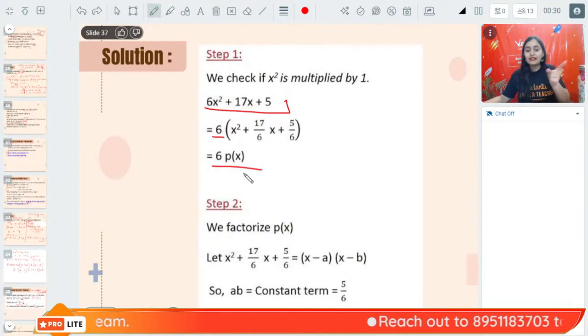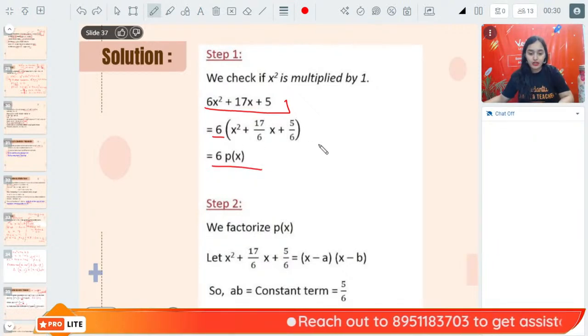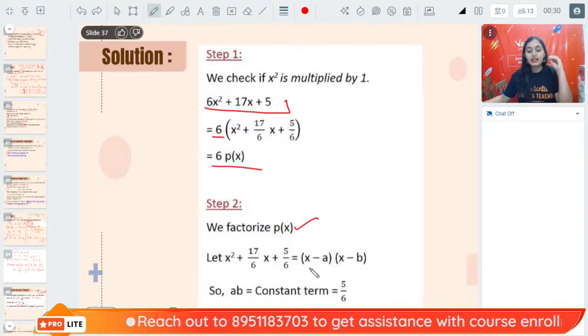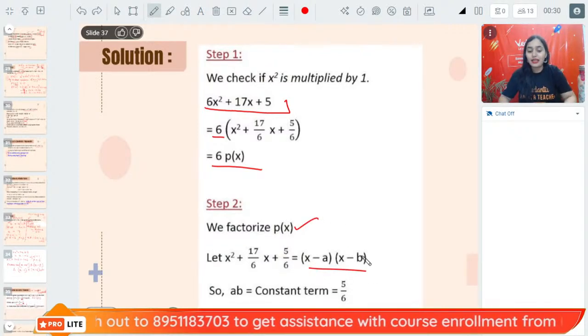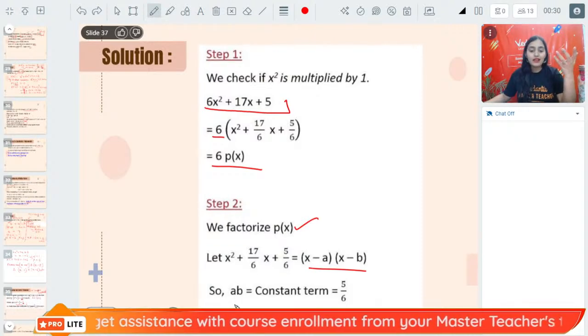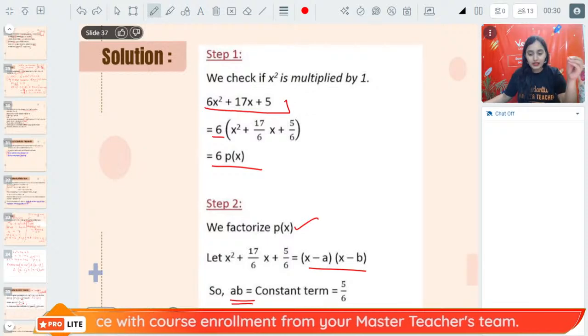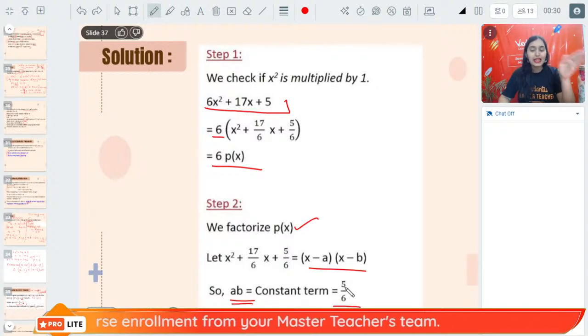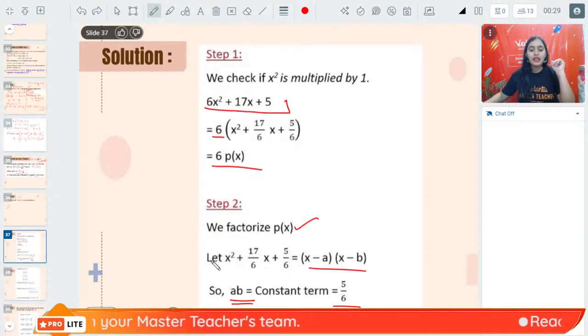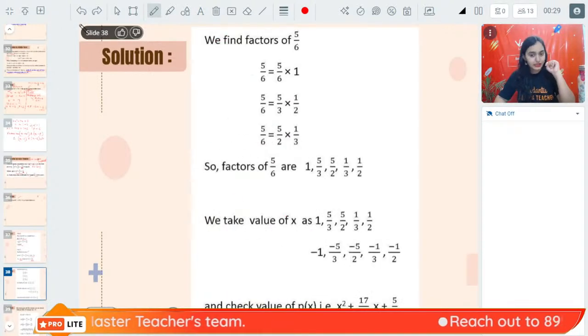which is basically 6 into p(x). p(x) is this polynomial. Now we will factorize p(x) such that it is equal to (x minus a) into (x minus b). So how to find out the value of a and b? First of all, we will apply here: ab is the constant term. So ab, a into b, will be 5 by 6, and a plus b will be minus b upon a, that is minus 17 upon 6.